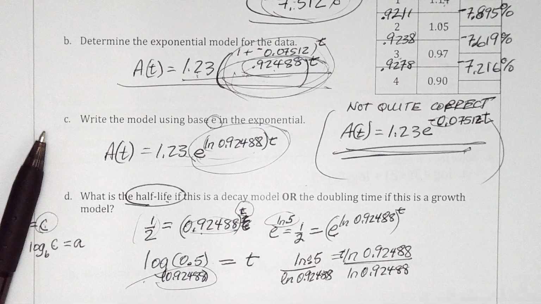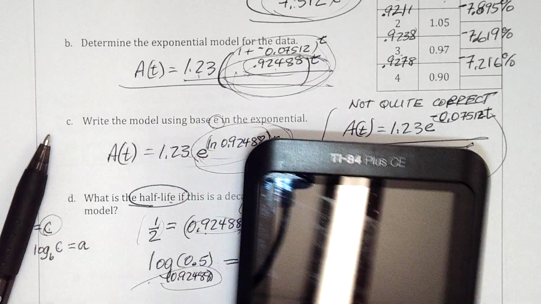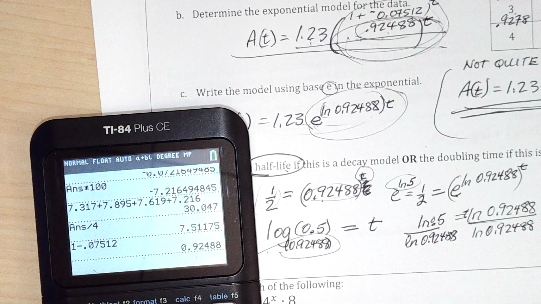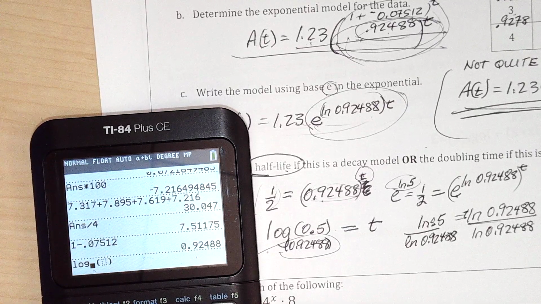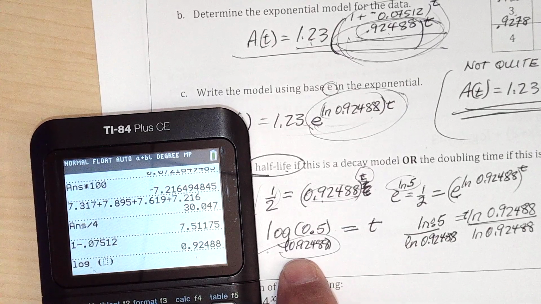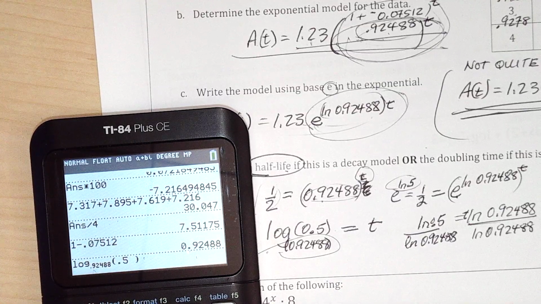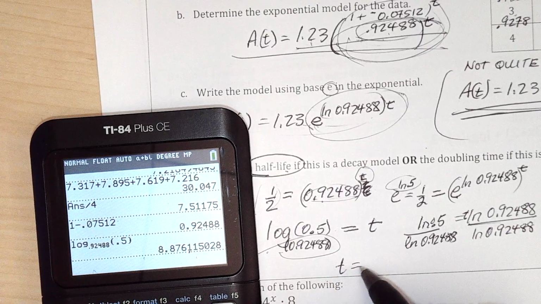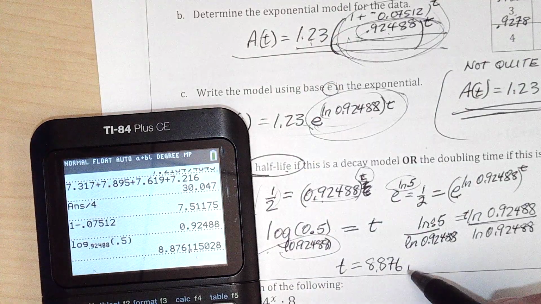And this should be the same. So I'm going to go to the calculator and check and make sure I'm getting the same. Now on the calculator, I go to math, go down to change a base, and I want to put in 0.92488 of 0.5, and I get t of 8.876. And this was in years.